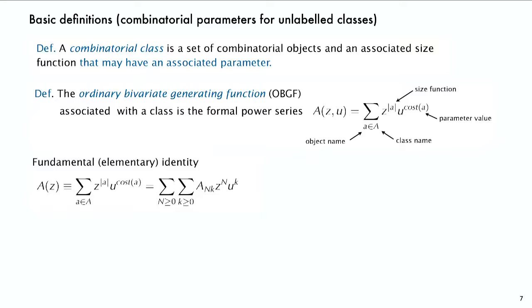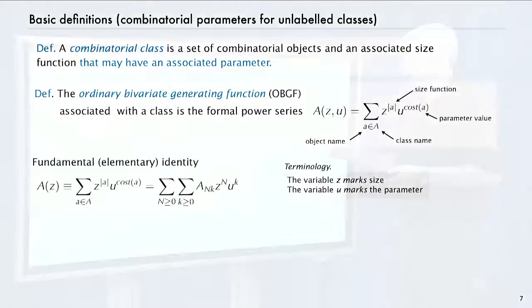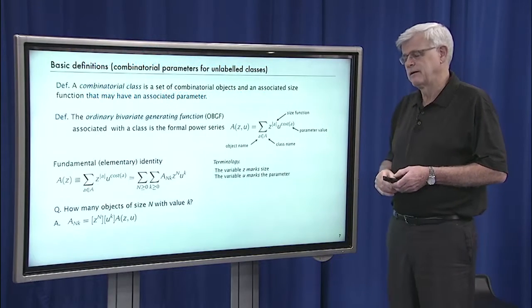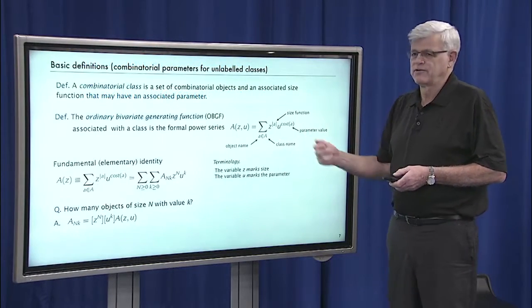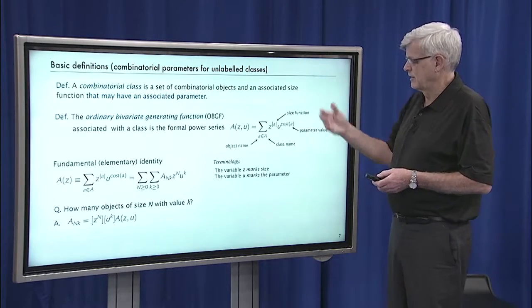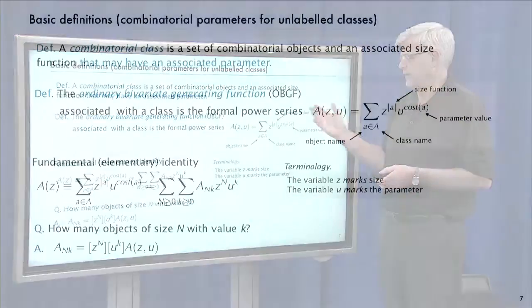All of those things, there has to be a term for all of those things in the ordinary bivariate generating function, and that's merely collecting terms, really just as before. We say that the variable z marks the size and the variable u marks the parameter. And actually you could add more variables. And there's a discussion of multivariate generating functions in the text.